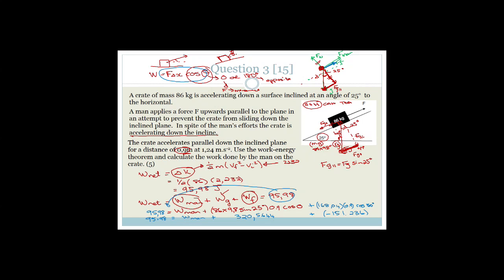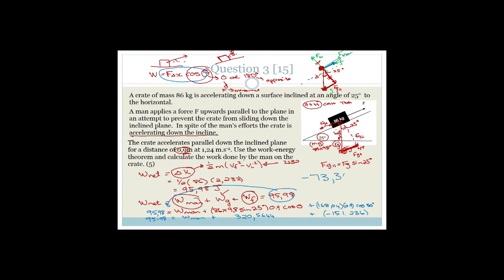73.35. So the work done by the man, and I'm going to write it down here, is minus 73.35, right? Because the 8 is bigger than 5, so we're rounding off here. So it's minus 73.35 Joules. And that is the work done by the man on the crate. Sure, a lot of work. Okay, that is one way to do it.